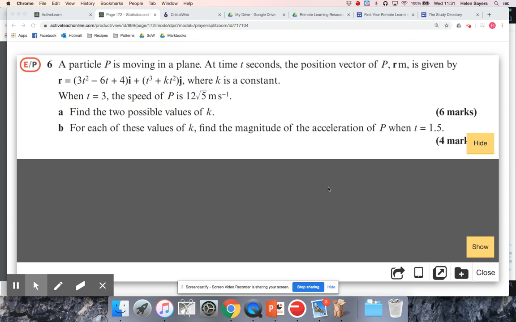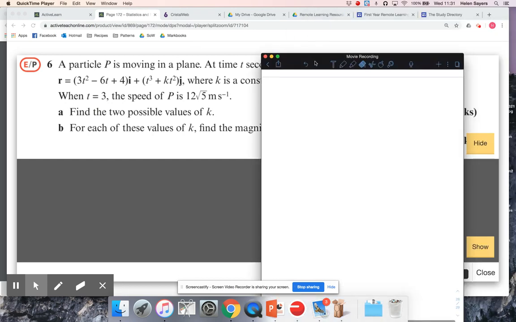So we're looking at the second year Stats and Mechanics textbook, and we're on exercise 8D, differentiating vectors, and we're on to question 6. Given the position vector as a function of t, I'm given some information about the speed, and I'm asked to find the two possible values of k. It's an exam question worth 6 marks, so I know there's going to be a bit to do here.